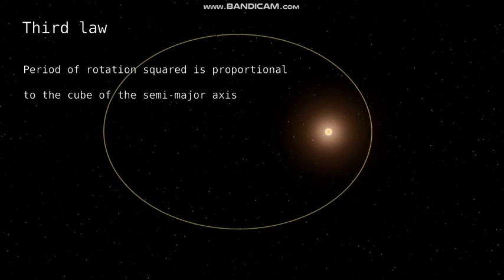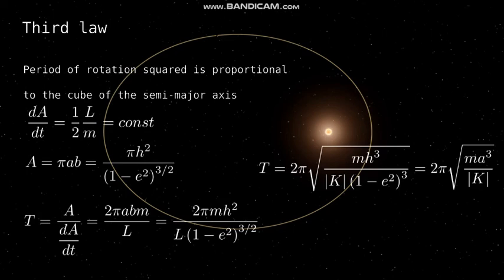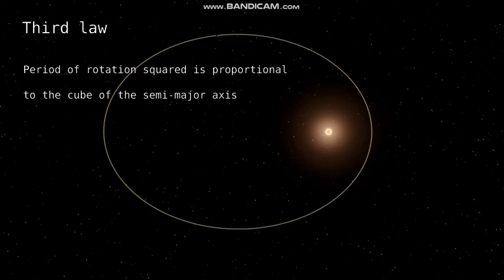The third law is that the square of the period of rotation is proportional to the cube of the semi-major axis. This can be proven by using the first law and second law. So now you know what orbits are, what they're made of, how they look, and how they work.